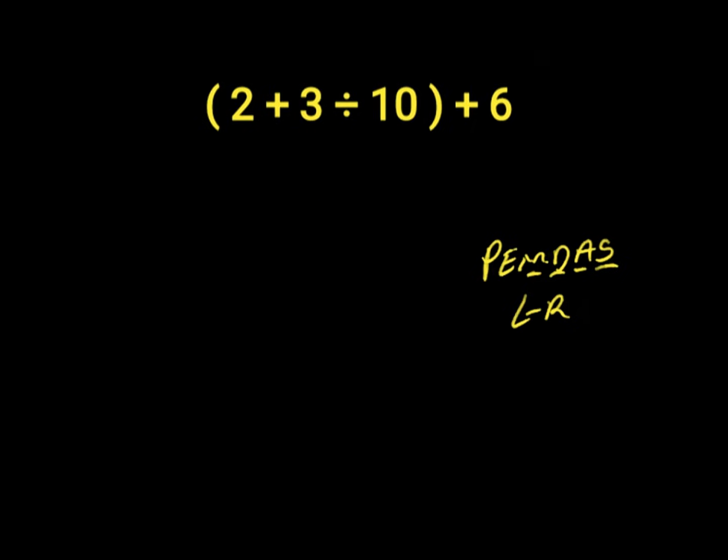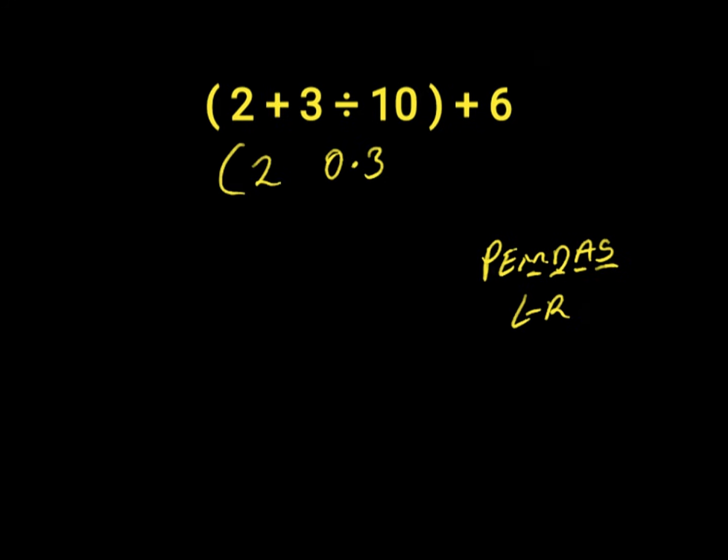First of all, we are going to solve our parentheses, which come first. In our parentheses, we have an addition and a division. We are going to solve our division first because division comes before addition. Our division is 3 ÷ 10. 3 ÷ 10 will give us 0.3. Then we put down our 2 here.